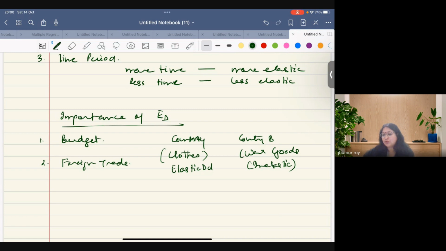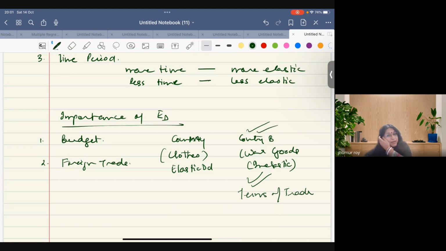Now, I want to know, which country do you think is better off in terms of trade? So I said that clothes, if I'm saying I can do without cotton clothes, or I can just manage with other clothes. But can I manage without war goods? I can't manage without war goods. So I say that the terms of trade will be in the favor of this particular country.